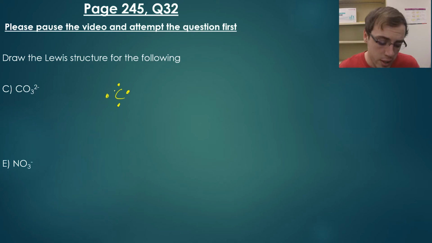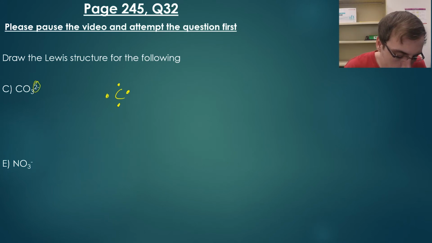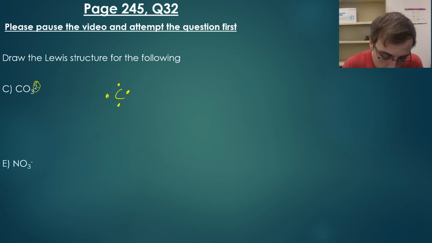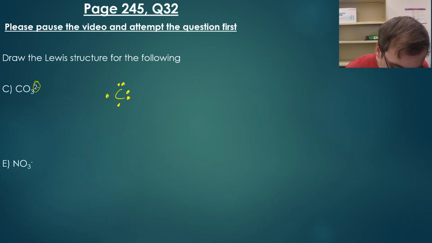By looking at the periodic table, carbon has 4 valence electrons. However, because of this minus 2 over here, this compound has 2 extra electrons that were taken from somewhere. We don't know where, and that's fine. That's not our concern for this particular question. So I'm going to draw in an extra 2 electrons, because that is what this minus 2 represents.